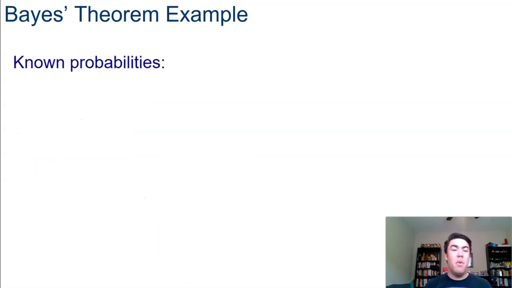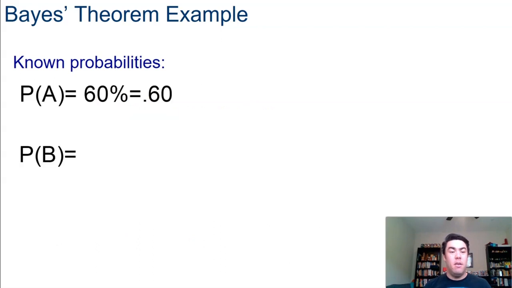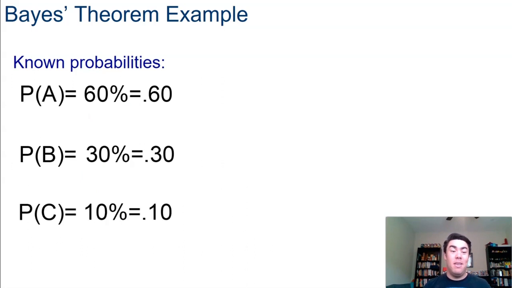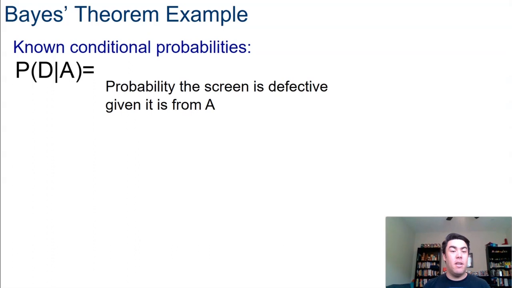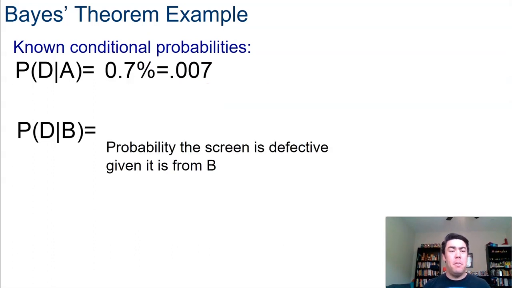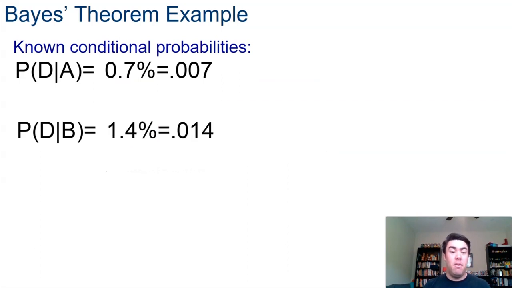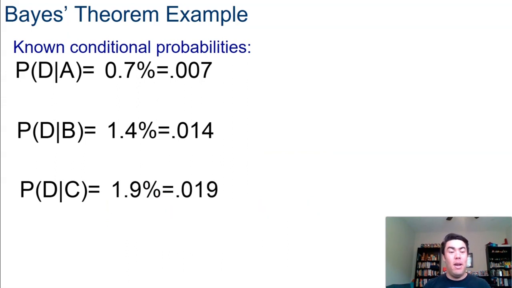So we know some different probabilities. We know the probability the screen is from A is 60%. We know that the probability the screen is from B is 30%. And we know that the probability the screen is from C is 10%. We know some conditional probabilities. So we know that the probability that the screen is defective, given that it's from A, is 0.7%. The probability that it is defective, given that it's from B, is 1.4%. And the probability that it's defective, given that it's from C, is 1.9%.